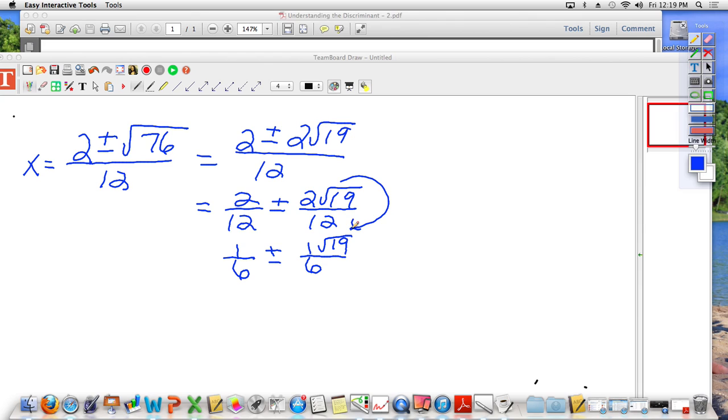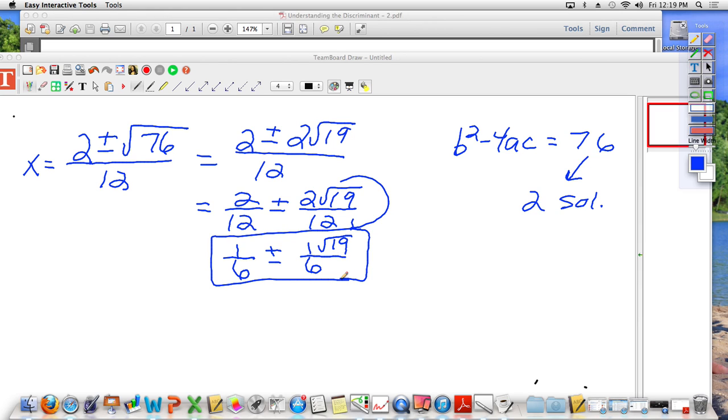Now, when we calculated the discriminant, remember when we did b squared minus 4ac, that was part of your work from yesterday, you got 76? What did that mean? 76 is positive, so it told you that you had what kind of solutions? 2. It had 2 solutions. Do we have 2 solutions? Yes. We do have 2 solutions. One of them is 1/6 plus 1 times the square root of 19 over 6. The other answer is 1/6 minus 1 times the square root of 19 over 6. These are our 2 solutions.